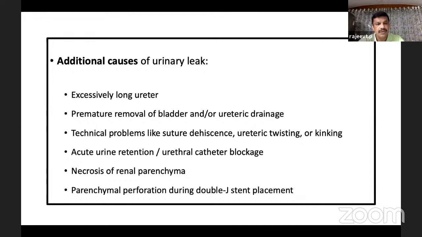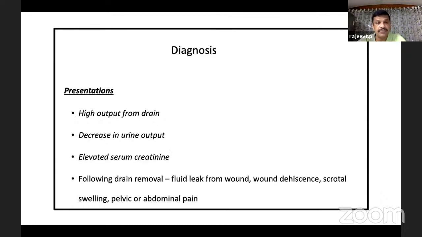drainage, technical problems like suture dehiscence, ureteric twisting or kinking. Then when there is catheter blockage and the patient goes into acute retention, this can be a cause for the urine leakage. Sometimes there can be over dissection, there can be necrosis of the renal parenchyma post-transplant, then parenchymal perforation during double J stent placement.